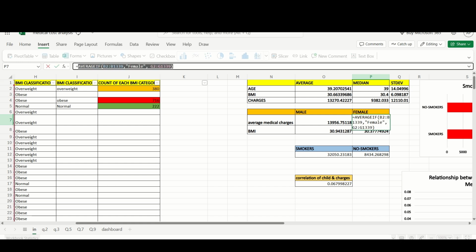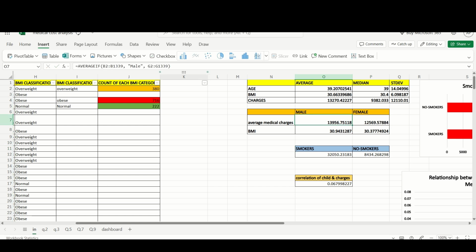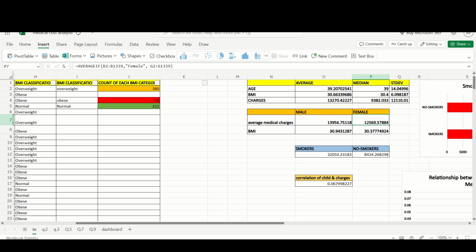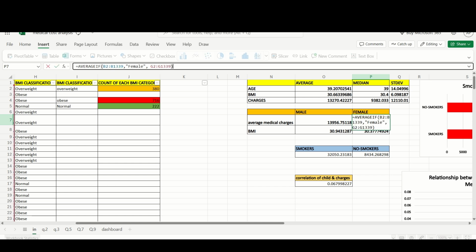Instead of male I have added female here. It is used to calculate the average of a range based on a specific condition. So it will only calculate medical charges for male and this formula will calculate medical charges for female. Same for BMI and for both genders.